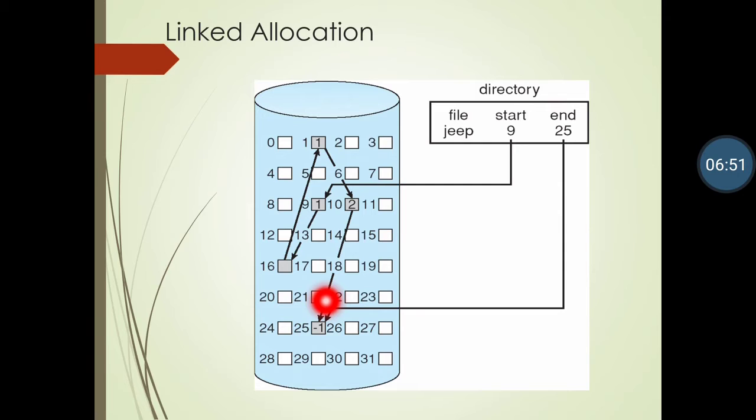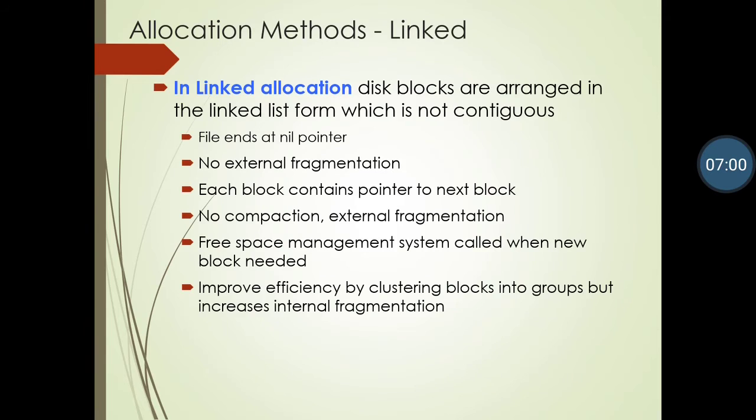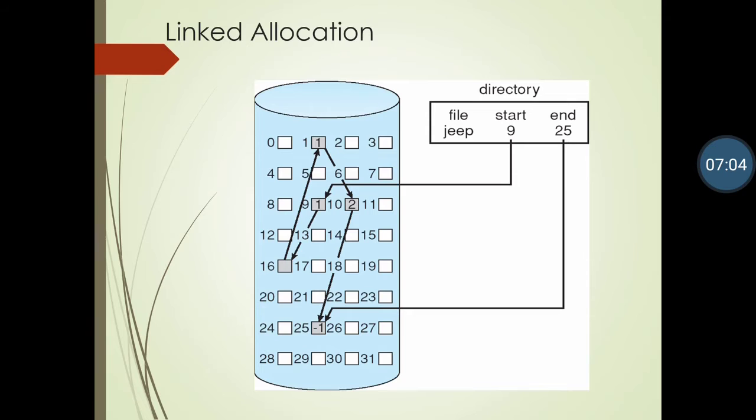The pointer value of the 25th block is a null value. It contains no address. There is a null value it contains. It may be -1.